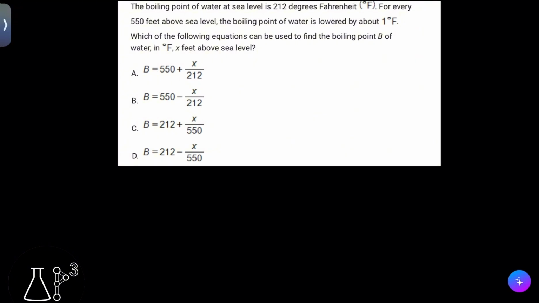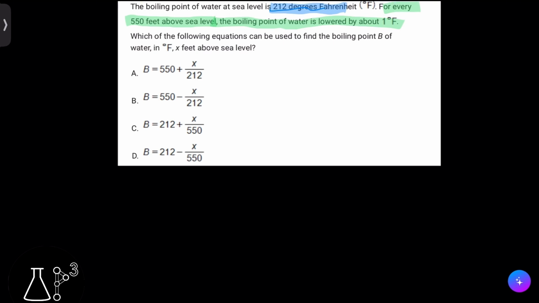I'm given that the boiling point of seawater is 212 degrees Fahrenheit. And I'm given that for every 550 feet above sea level, the boiling point of water is lowered by 1 degree Fahrenheit. And we're looking for the equation that best describes the boiling point B of water in degrees Fahrenheit x feet above sea level.